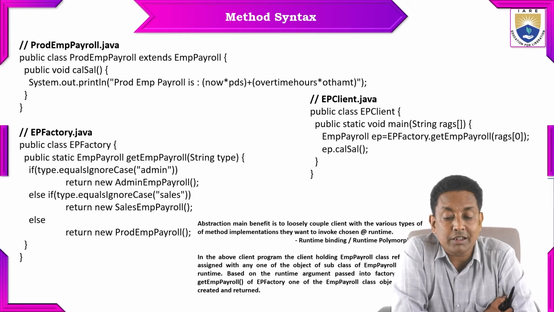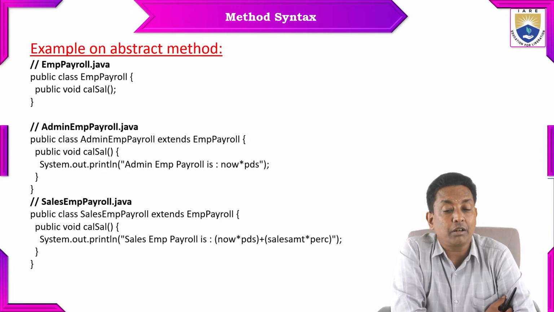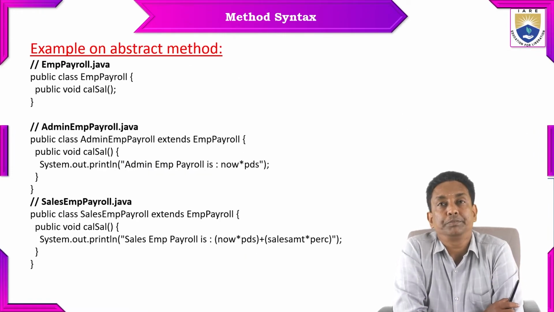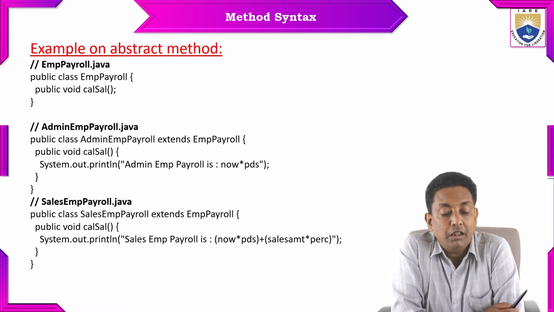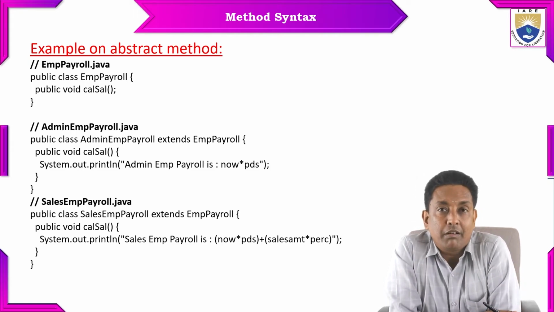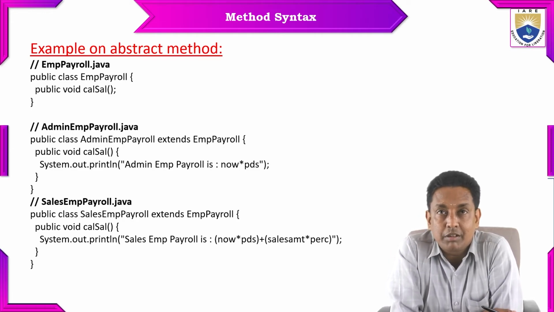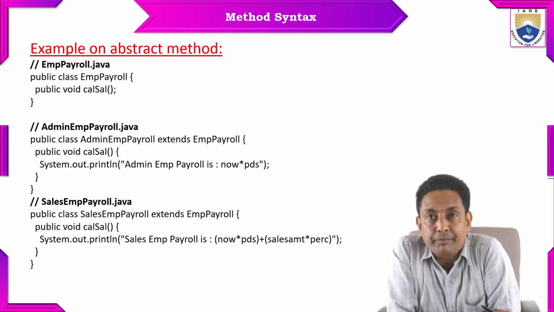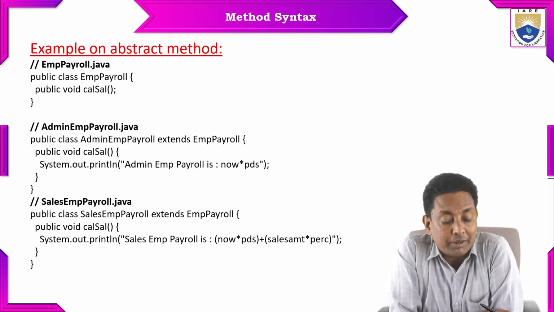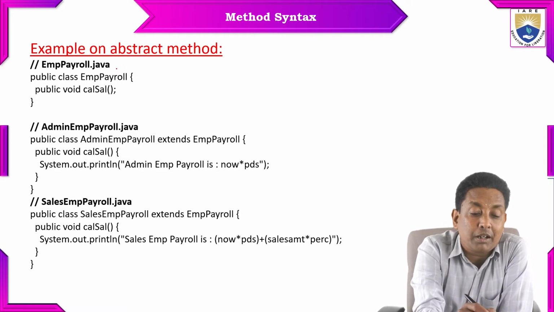Here is one small example on abstract method. How the abstract method benefits from the normal method. Here I'm writing one class called public class EmployeePayroll.